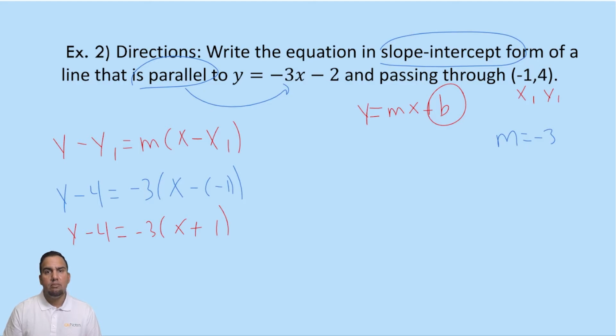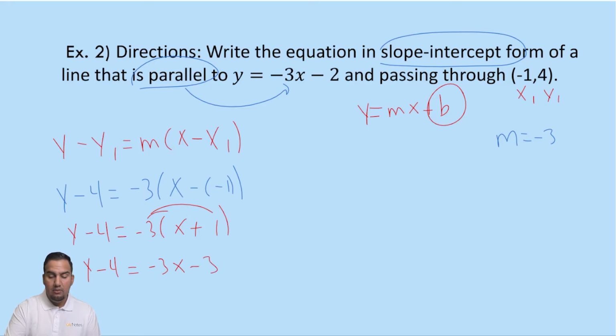I want you to notice something. What happened when I plugged in -1, which is the x1? It turned into +1. What happened when I plugged in y1 into my equation? It turned into -4. Every time that you're plugging numbers into parentheses, they're always going to be opposite. So it lets you know that you're doing it right. So now I'm in the situation where I have -3 in front of the x plus 1. So I am going to have to distribute. And when I distribute, I'm going to get this: y minus 4 is equal to -3x minus 3.